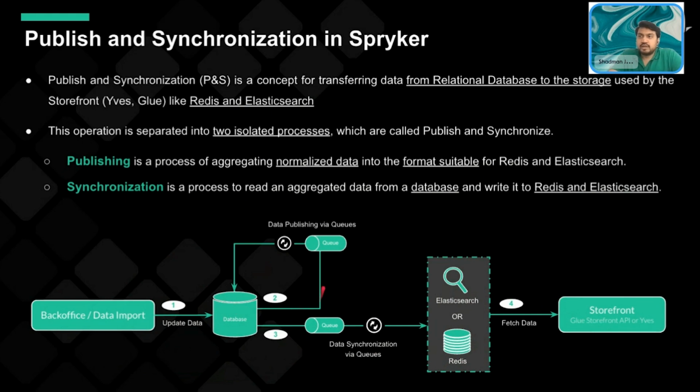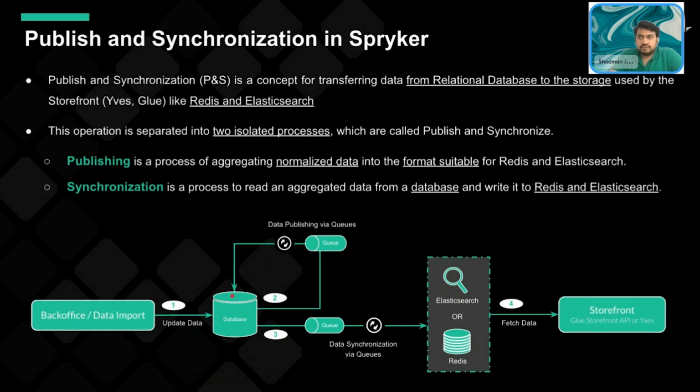In that event, we save the message in the queue, like this record has been updated or this record has been created. Once we get a message in the queue, we process that message in the publish service, the publish layer, and then we save into the database.